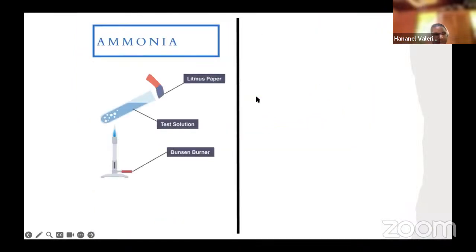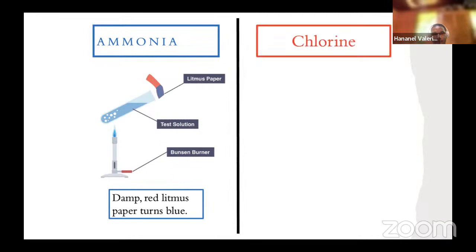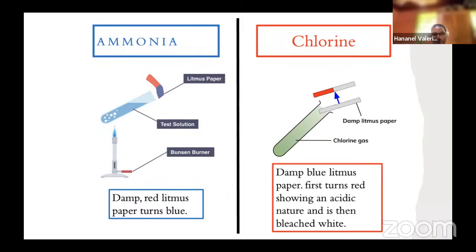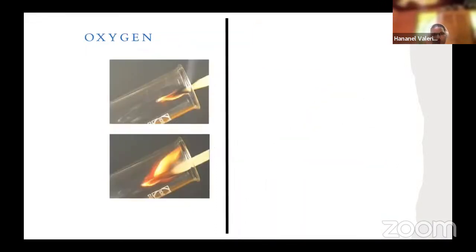So ammonia, again, we've seen how we test for that. Ammonia is a basic gas, so it should turn red litmus paper blue. And chlorine is an acidic gas, so it should turn blue litmus paper red before it bleaches it to white. Now, of course, you can go by their smells too, one having a choking smell, the other one smelling like urine. That's another one in terms of observations.